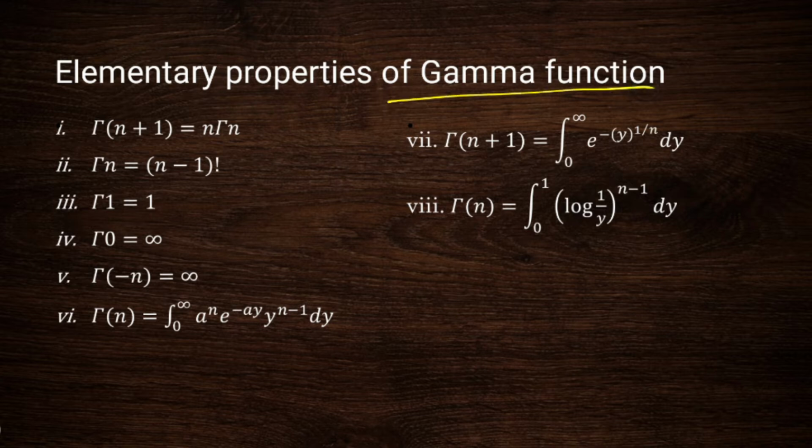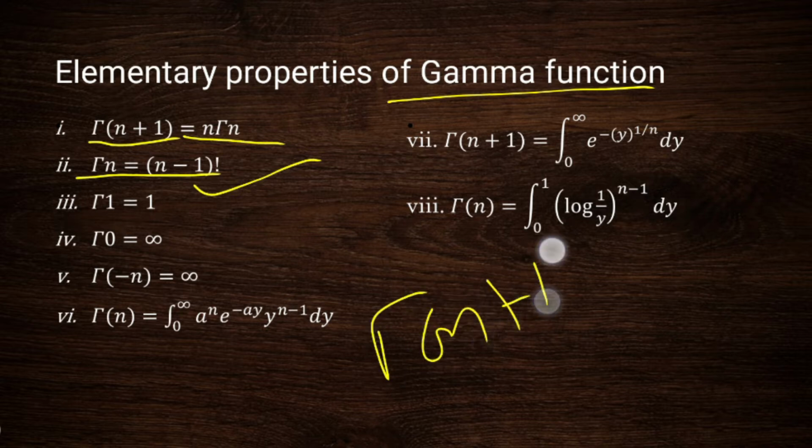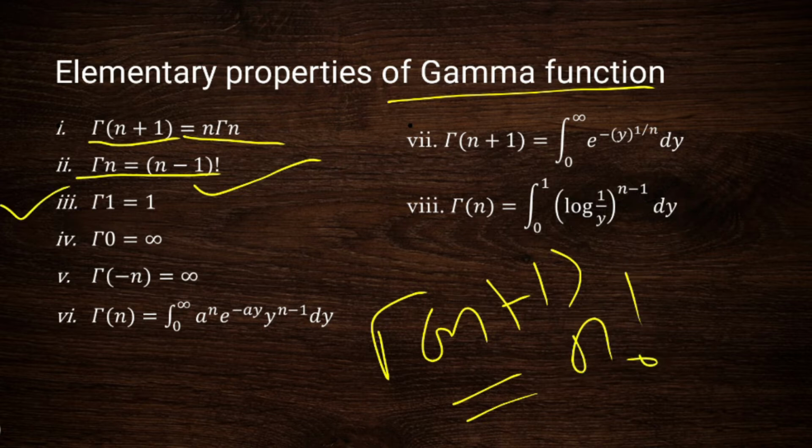The first property is gamma of n plus 1 equals n gamma n. Gamma of n equals n minus 1 factorial, or you can say gamma of n plus 1 equals n factorial, or gamma 1 equals 1. Gamma 0 and gamma minus n will be equal to infinity.